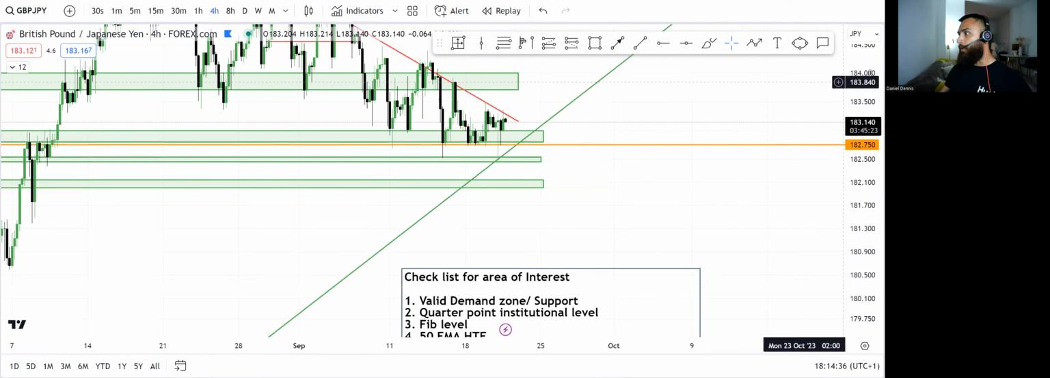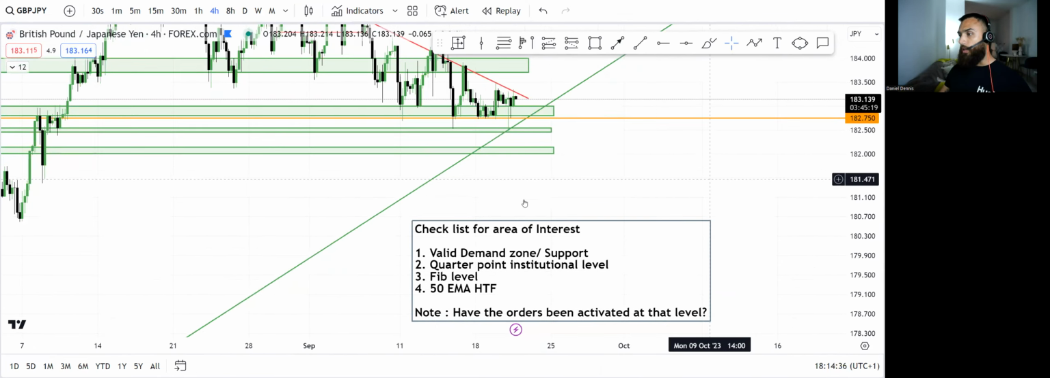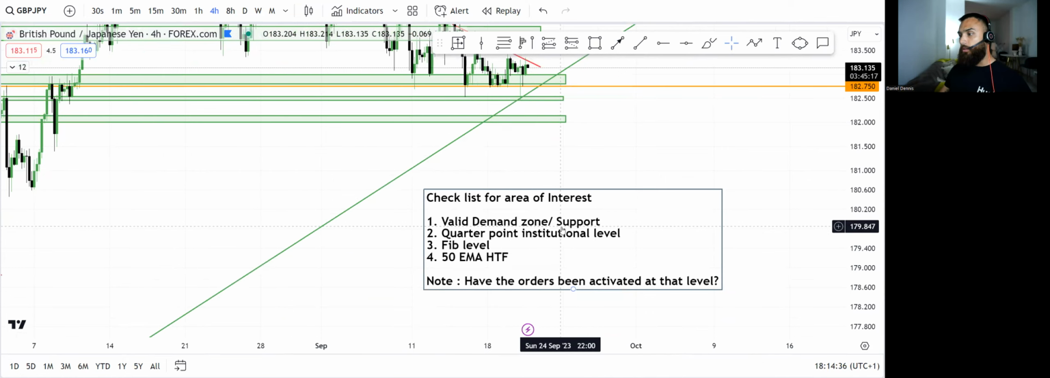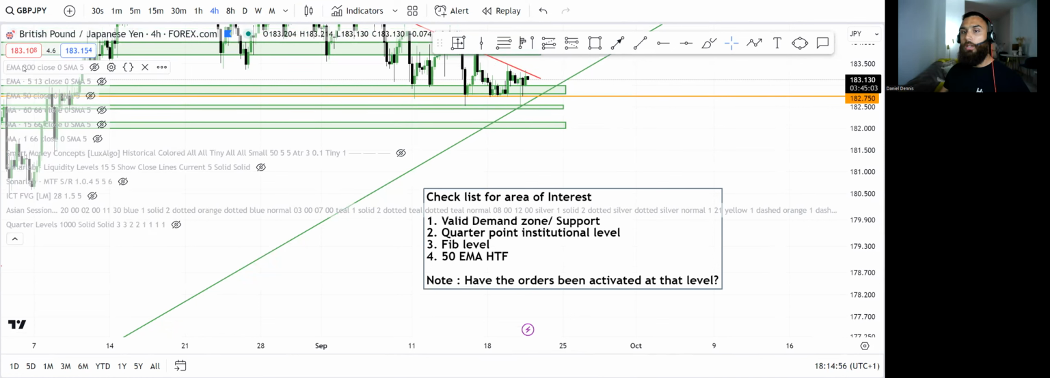So as you can see, what I'm starting to do is pre-qualify this level of support. Do I have a valid demand zone / support here? Yes, I do. I have this level, right? Do I have a quarter point? Yes, I do. A fib level. I'm going to quickly draw the fib levels on in a minute. I'll do that next. But one easy other confluence I use is a 50 EMA.